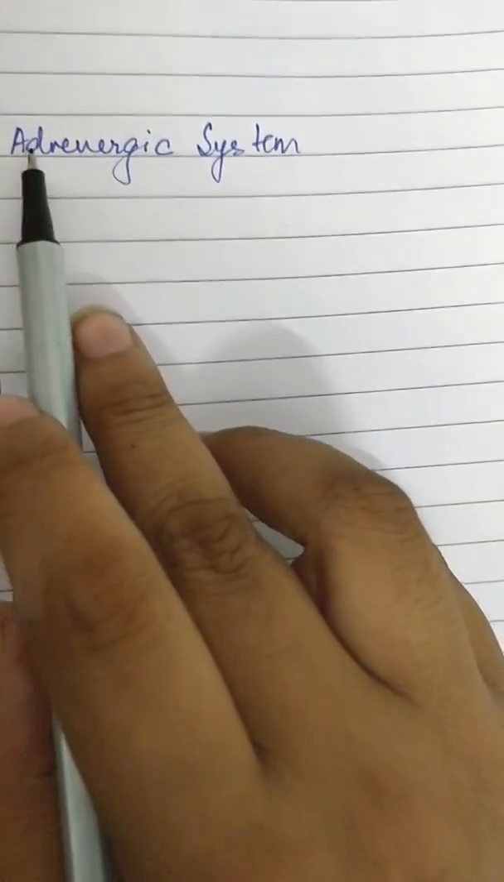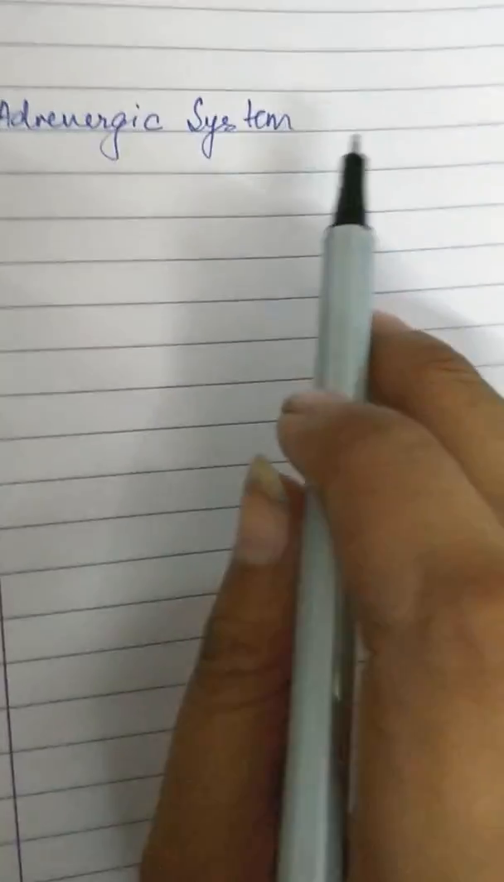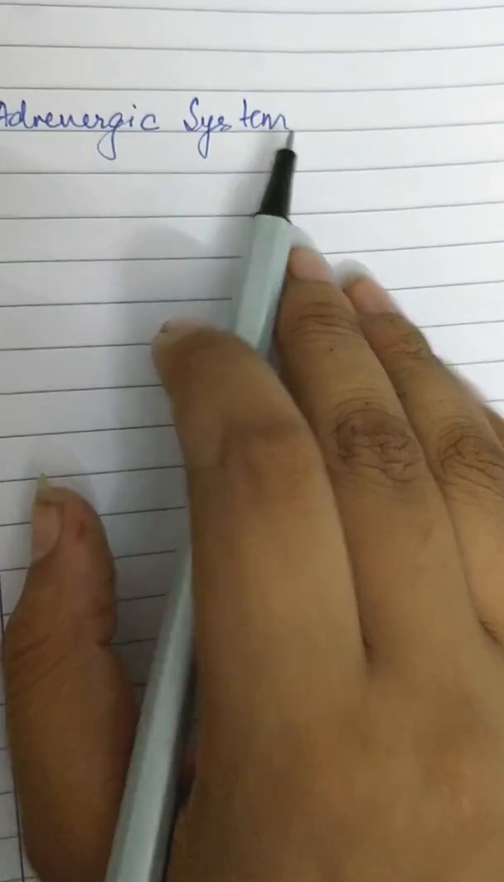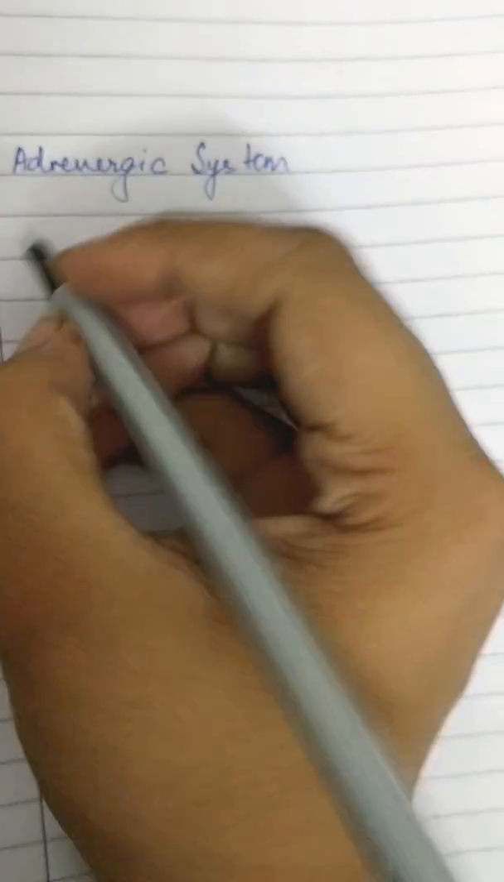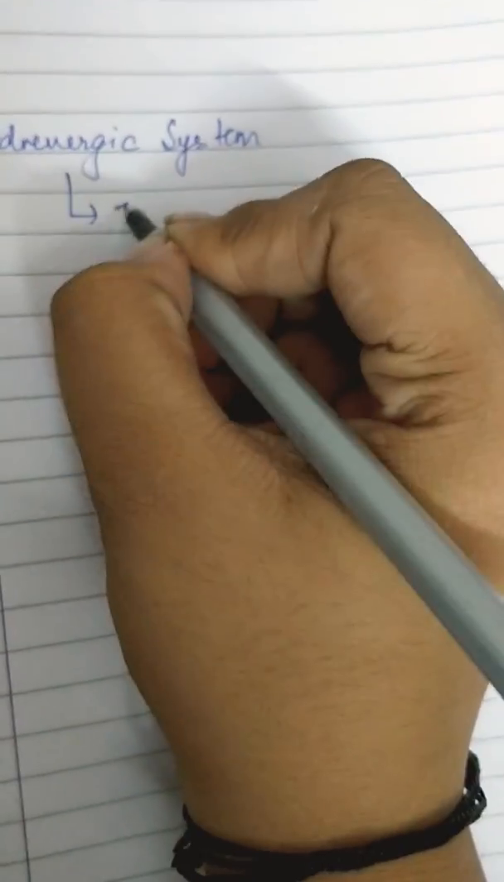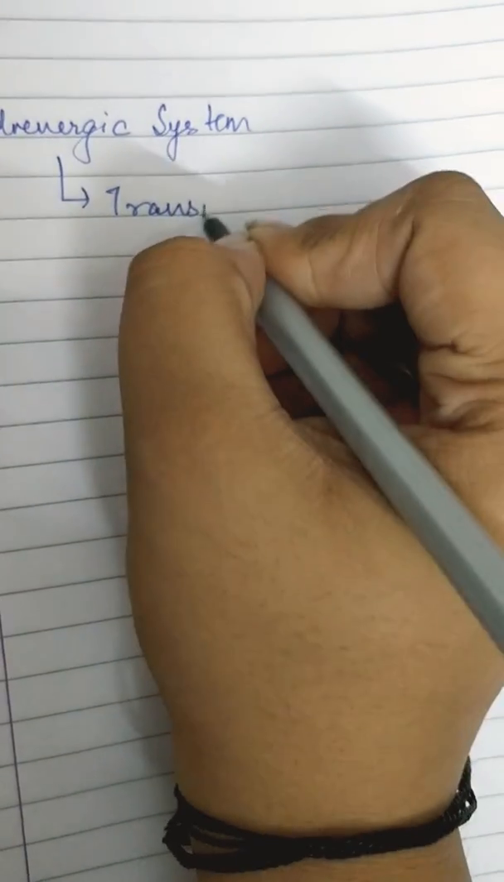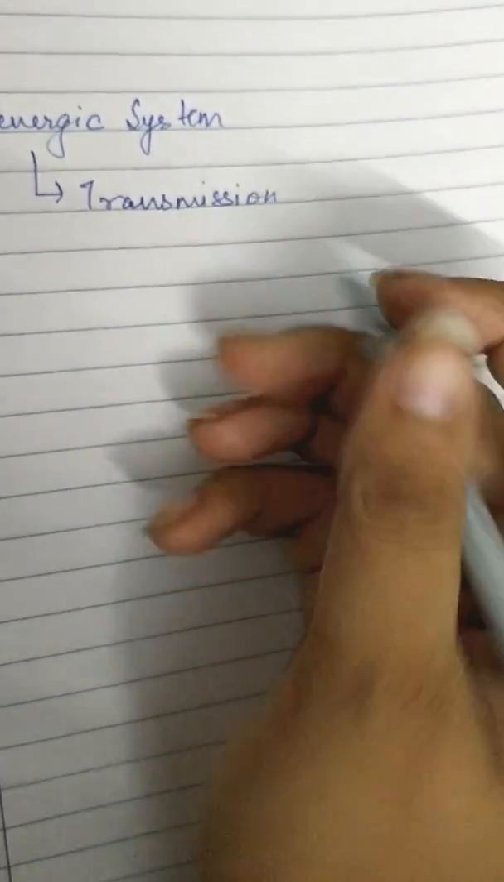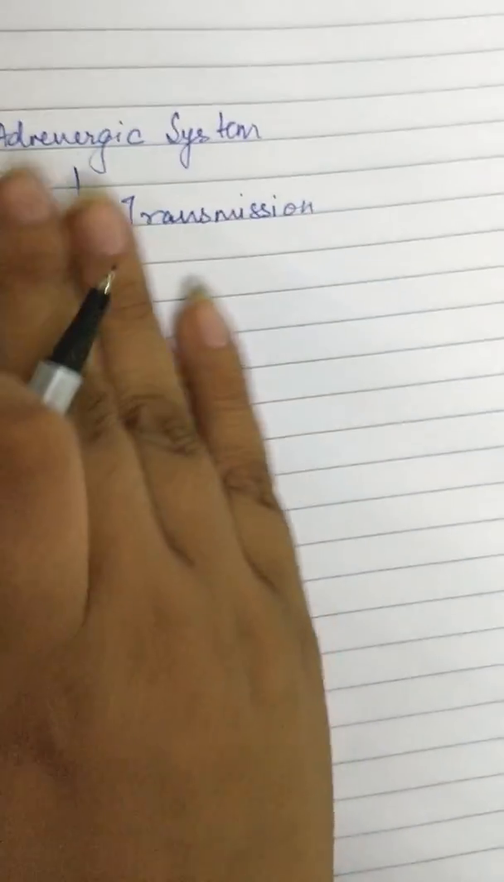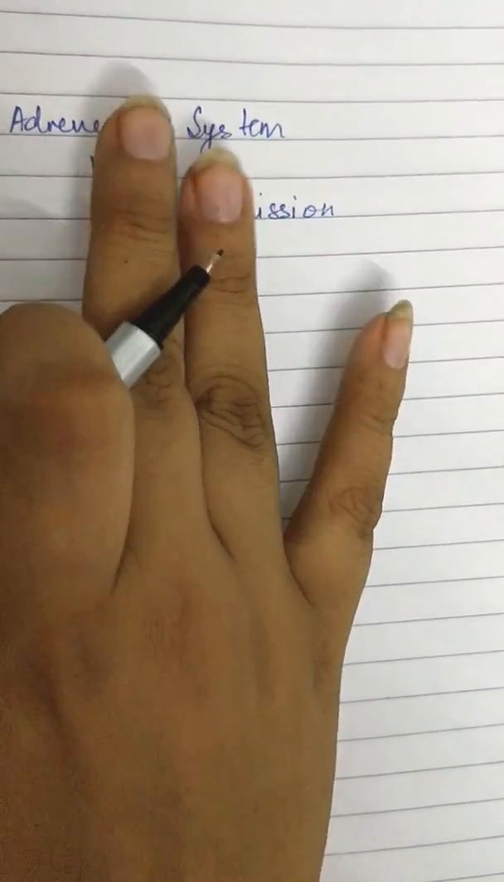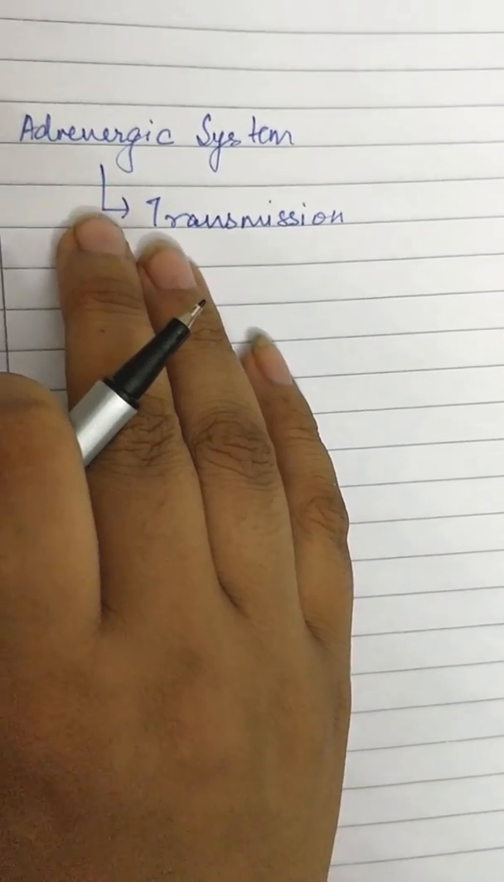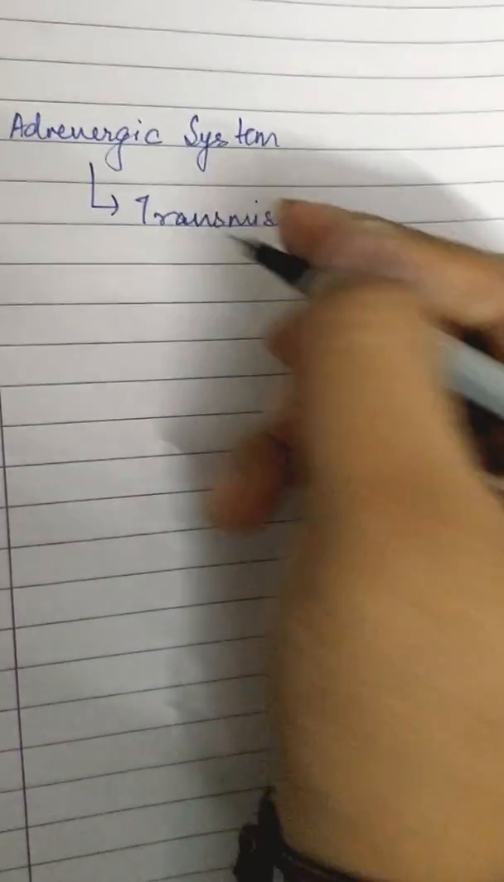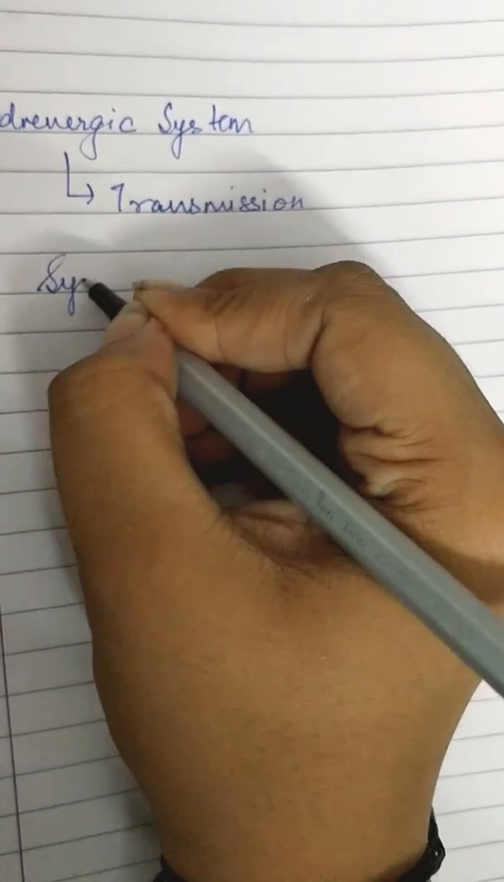Video is about the adrenergic system. In the adrenergic system, first we should go through adrenergic transmission. What do you mean by this transmission? Actually, how or what is in this adrenergic system? The adrenergic transmission is restricted to sympathetic.